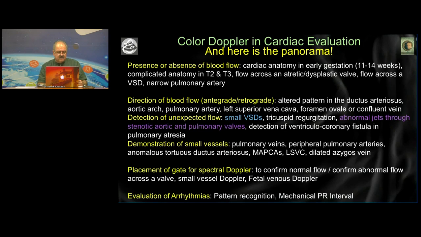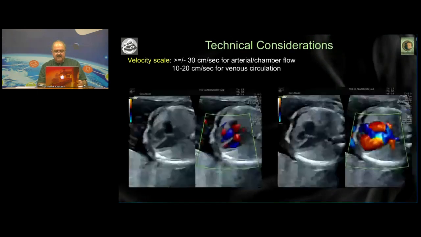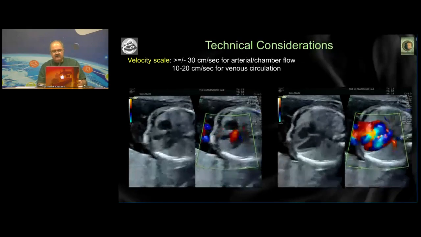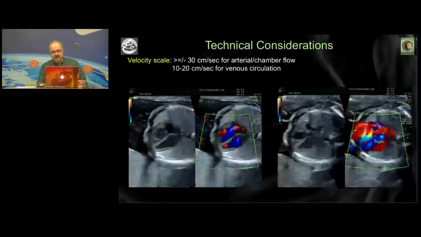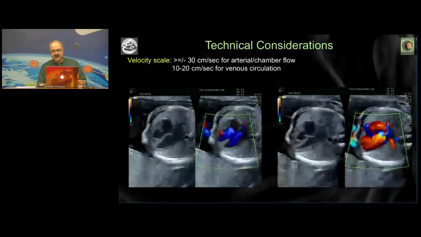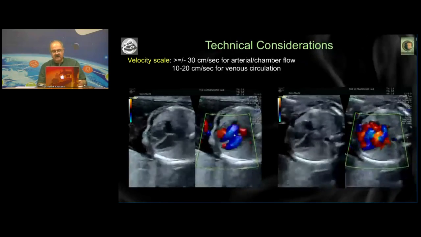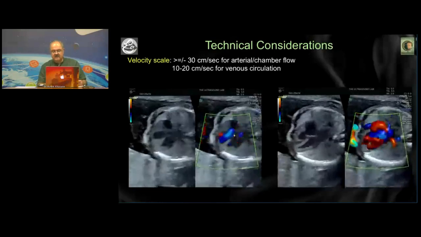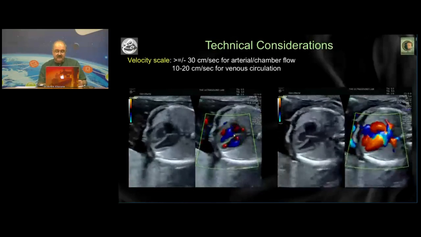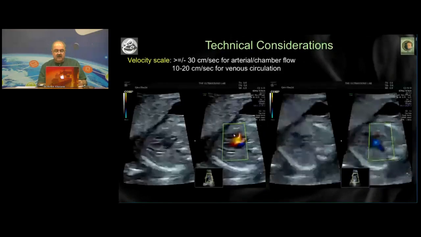There is no doubt that you need to have some color considerations, and that is this: the velocity scale should be greater than or equal to 30 centimeters per second for arterial or chamber flow, and 10 to 20 centimeters per second for venous circulation. And then look how beautifully you can get the outline. And I'm just so addicted to radiant flow. I truly don't choose anything else anymore.